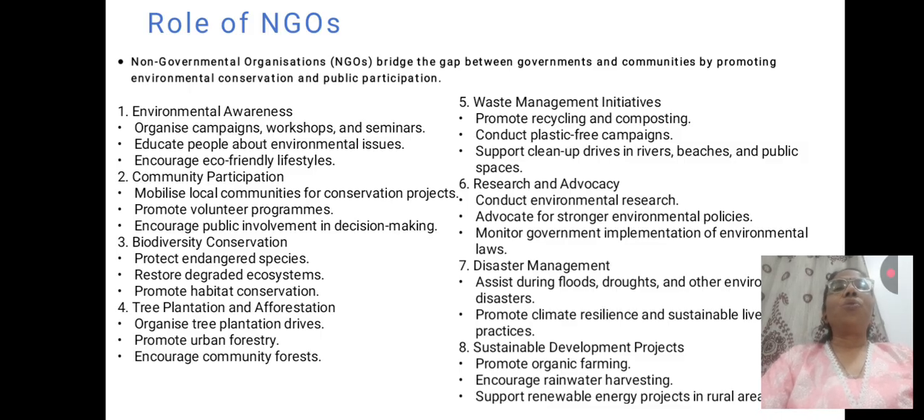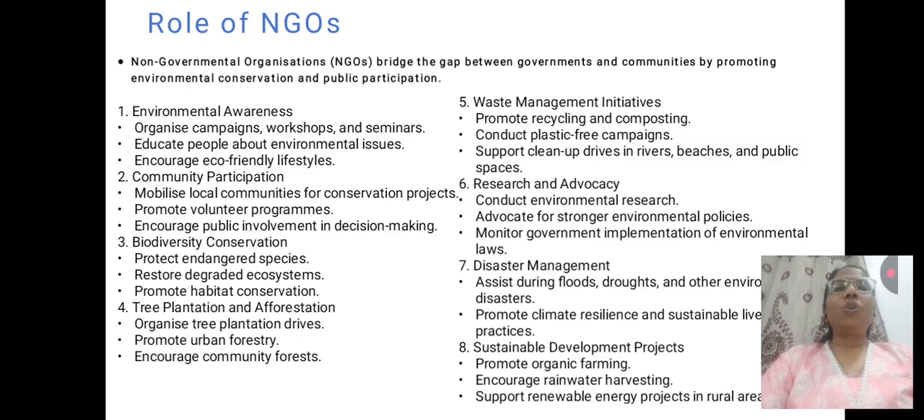Second point, which is correlated with community participation. Here it includes mobilizing local communities for conservation projects, because the common people play an important role here, and specifically the local communities, because they know each and everything about that particular place. That program also promotes volunteer programs and encourages public involvement in decision making.